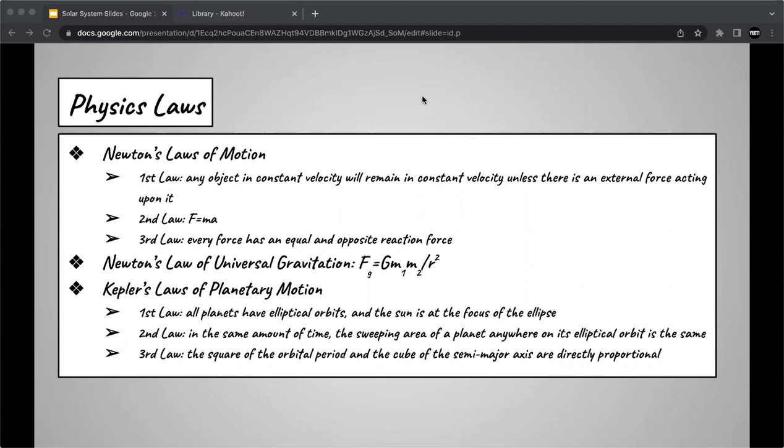We have Newton's law of universal gravitation, which is just a formula to calculate the force between two objects. So you might not notice it, but every two objects have a mutual force between them. If you see, it's over r squared, so that means the closer the objects are, the stronger the force is, and the farther away, the weaker the force is. And then we have Kepler's laws of planetary motion, which you guys can just read.